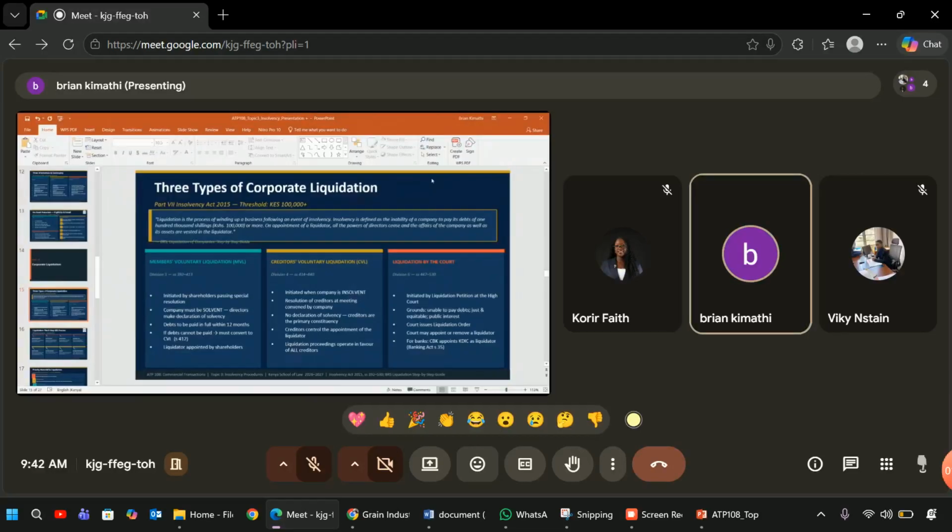Now this is part 7 of the Insolvency Act 2015. There is a threshold of 100,000 plus. Your debt can't be 99,000. You can't be a pauper and want to apply for insolvency or bankruptcy. No, you have to have money. Actually these are matters for wealthy people; you hear of such processes and it's the wealthy who have these kinds of problems.